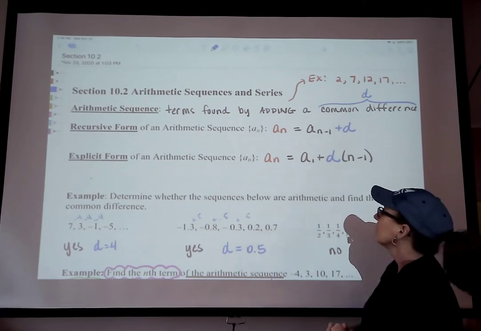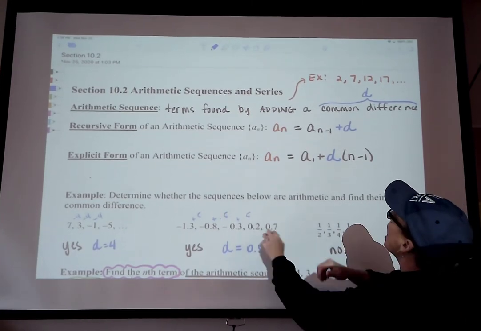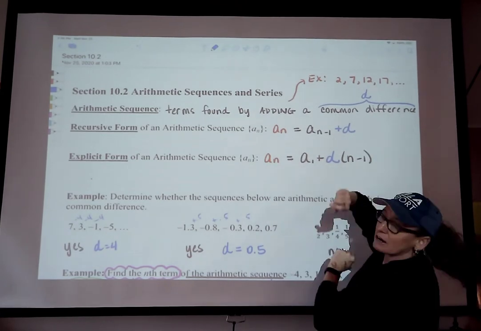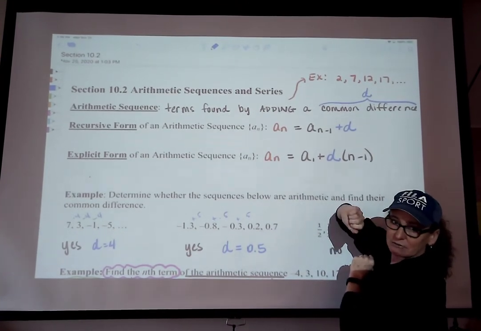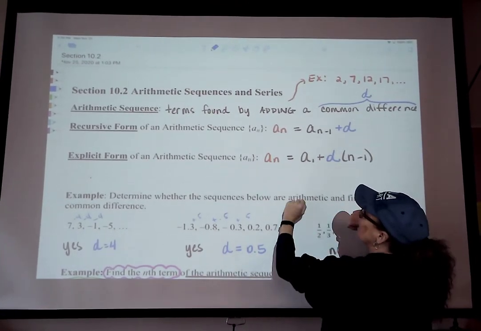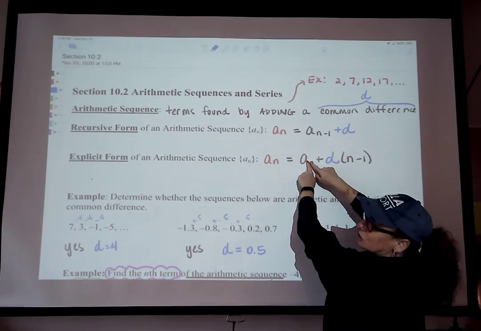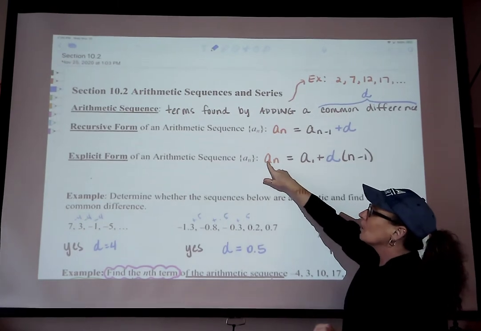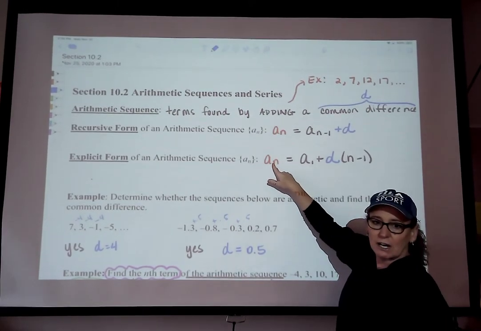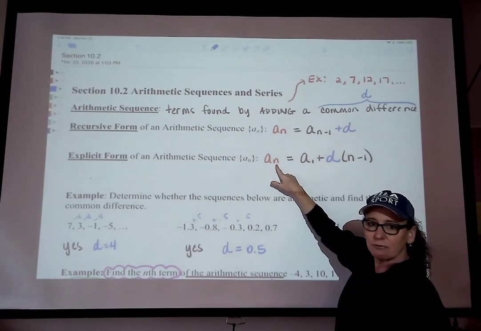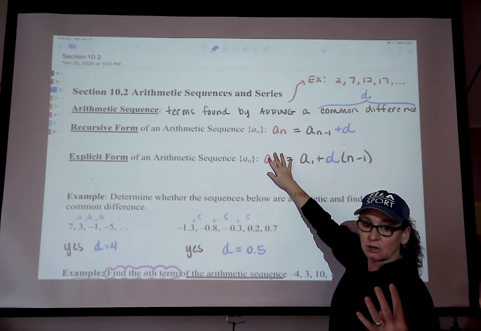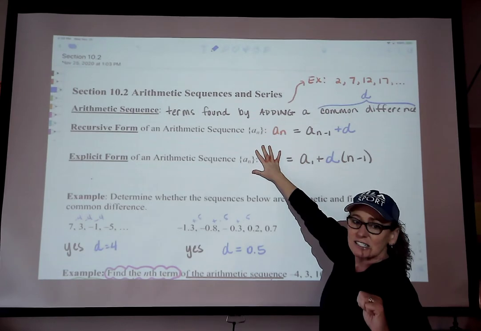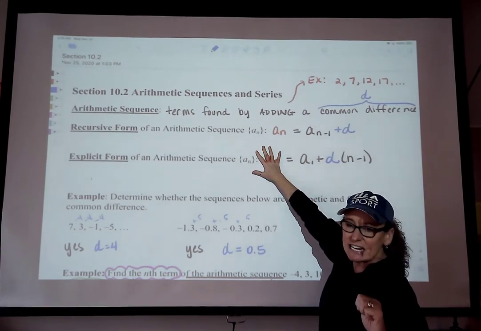For example, I have all this information in that red sequence up there. I have A sub 1, it's 2. I have D, it's 5. What term do you want? Let's do the fourth one. So you know what would be put right here? 17. 17 is the fourth term.